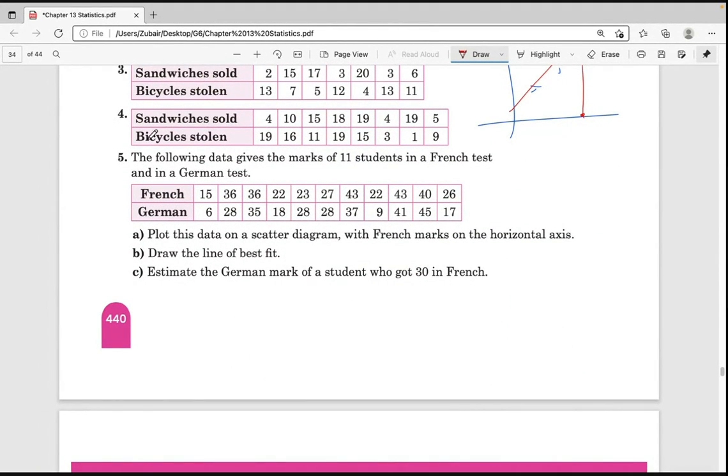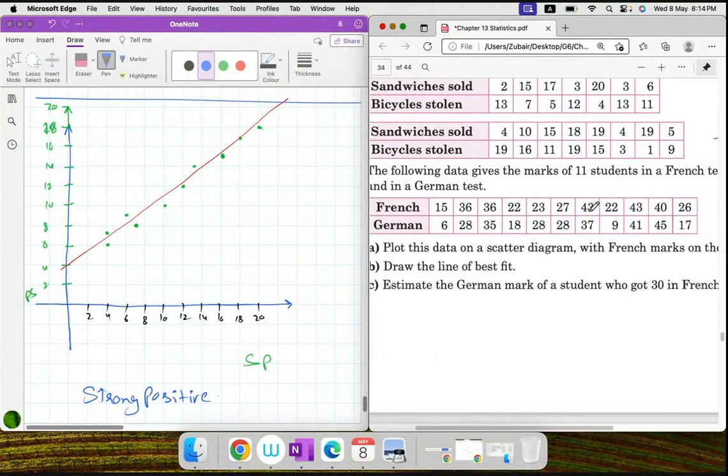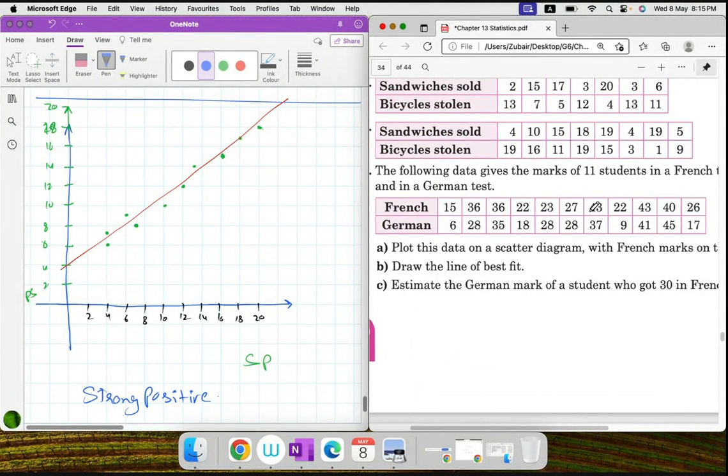5. The following data gives the marks of 11 students in a French test and in a German test. Plot this scatter diagram with French marks on the horizontal axis. Draw the line of best fit. Estimate the German mark of a student who got 30 in French. That is exactly the same, no difference. Maybe this is sandwiches and stolen bikes; French and German, the concept is the same.